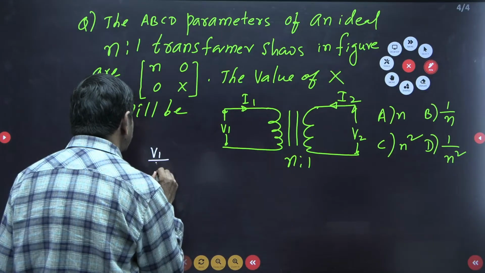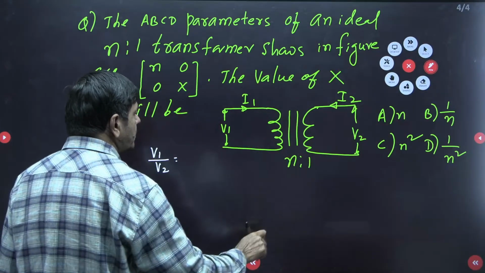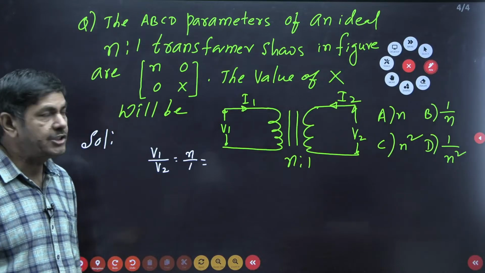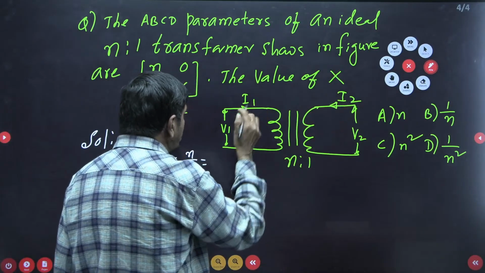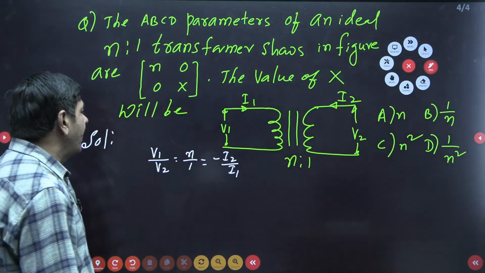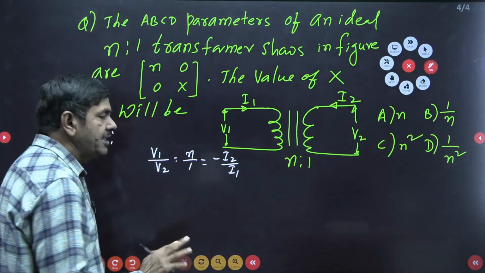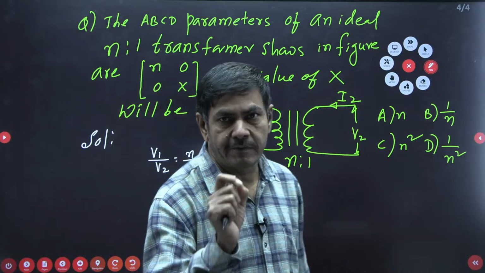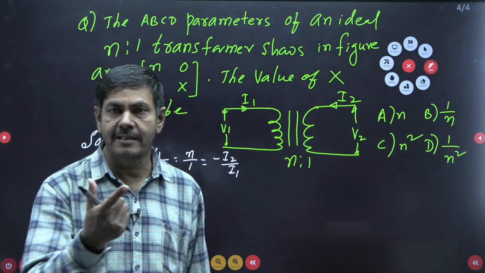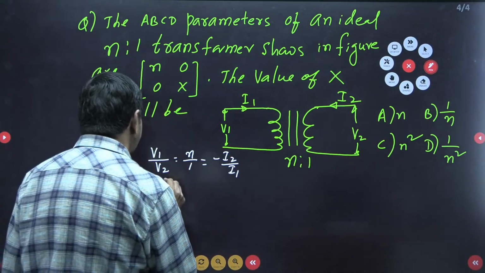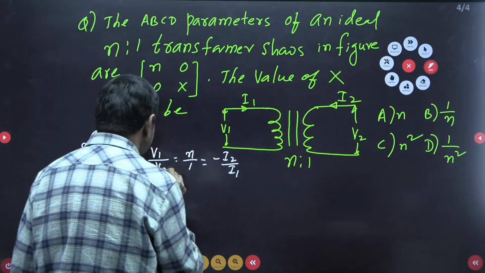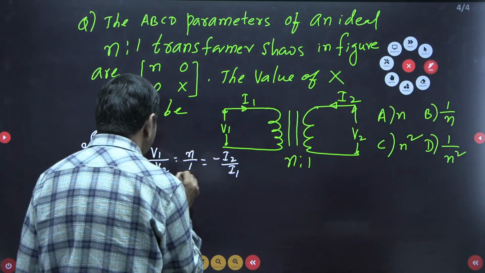V1 by V2 equals N1 by N2, which is N by 1. That equals the current ratio also, in the reverse direction, minus I2 by I1, since the direction is given reversed. But I want to select V1 and I1, these two. Why are V1 and I1 required? I already gave you the T parameter equations, which are in terms of V1 and I1, in the last session. So by using which relation? This and this.